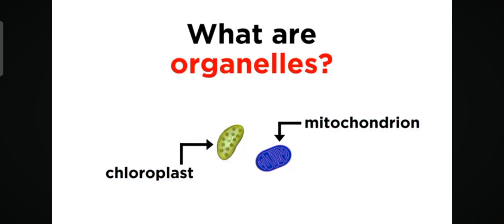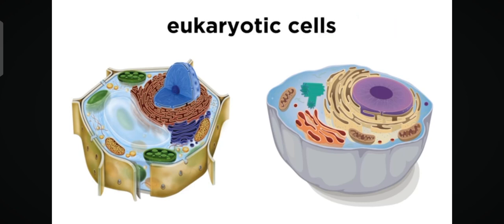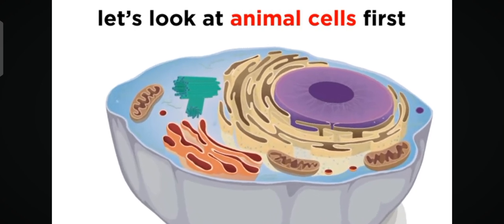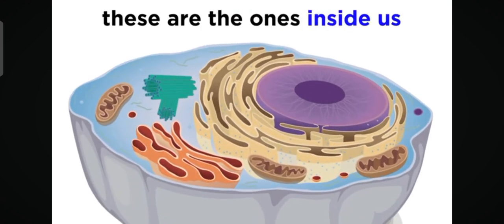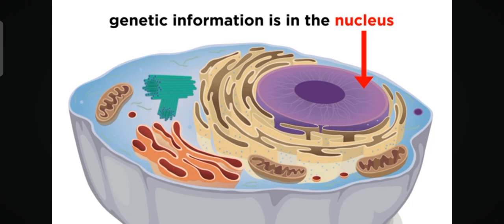To answer that, let's first make the distinction between plant cells and animal cells. These are both examples of eukaryotic cells, but they differ in the precise components within. Let's first take a look at animal cells, which are the kind inside you and me, since humans are considered part of the animal kingdom. The first thing we want to point out is that while prokaryotic cells have their genetic information just floating in the middle of the cell, eukaryotic cells store their genetic information inside a nucleus.